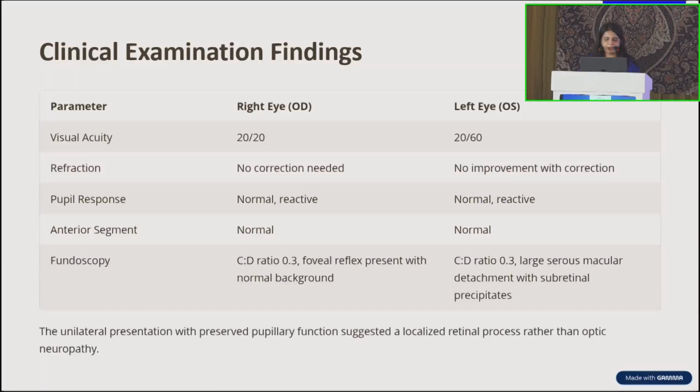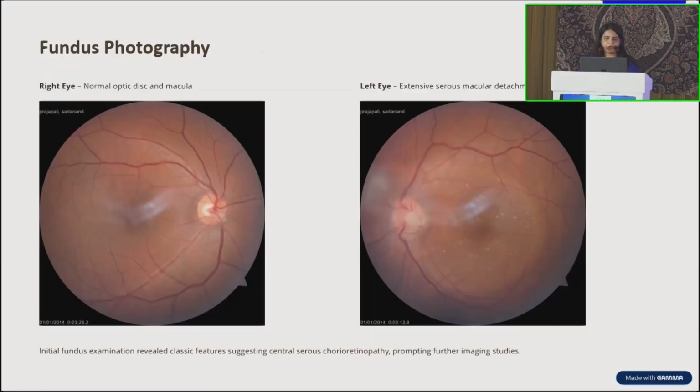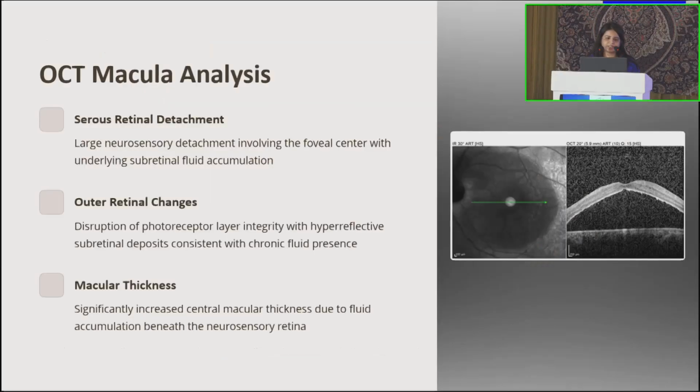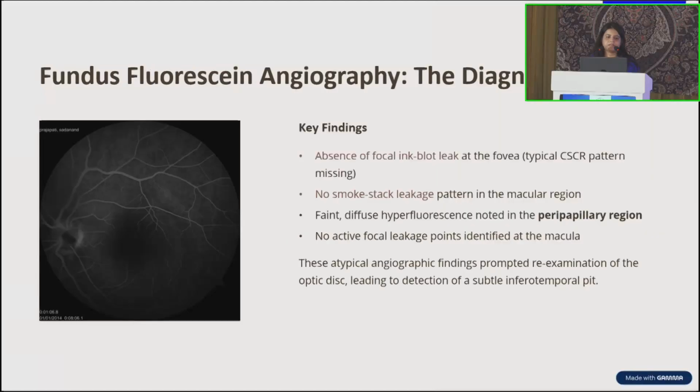On fundoscopy, we can see an extensive serous macular detachment with subretinal deposits. The initial fundus examination revealed classical features suggesting central serous chorioretinopathy, prompting further imaging studies. OCT macula was advised, and we can see serous retinal detachment with disruption of photoreceptor layer integrity and increased central macular thickness. Then fundus fluorescein angiography was advised, and we found there was absence of a focal ink blot leak at the fovea, which is seen in the typical CSCR pattern.